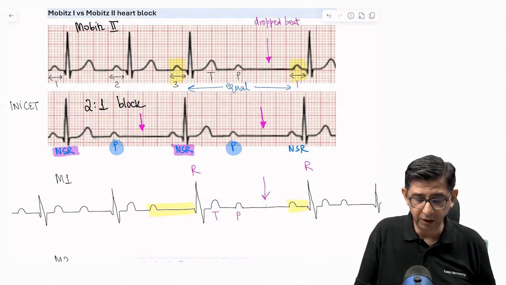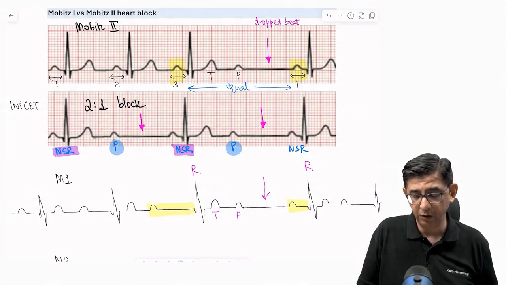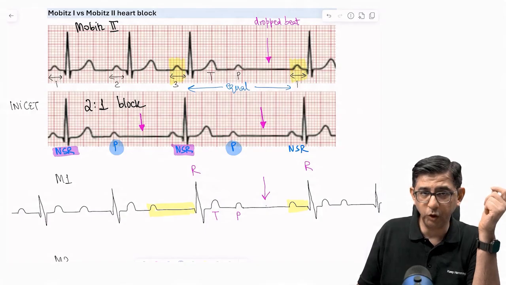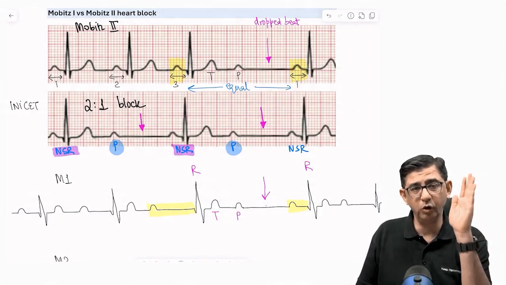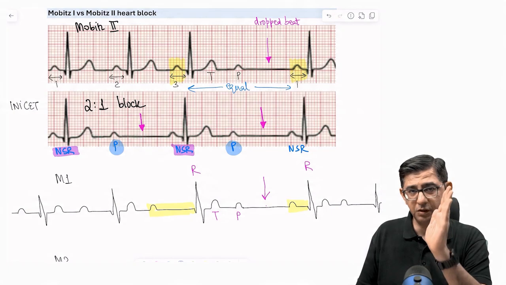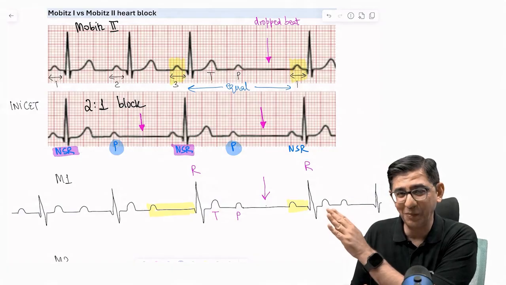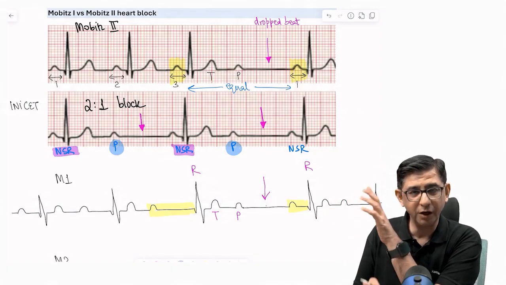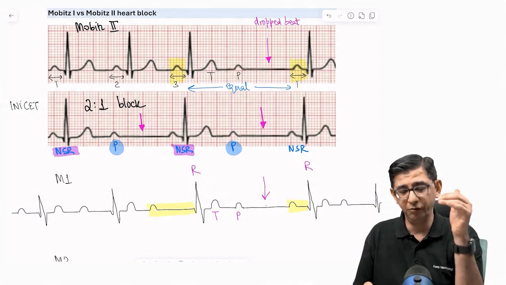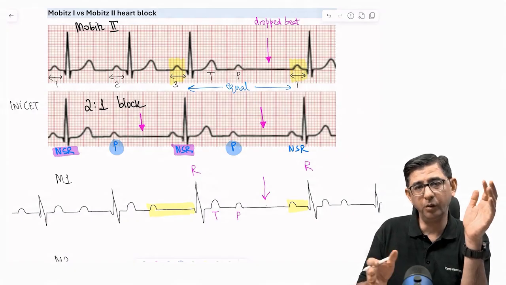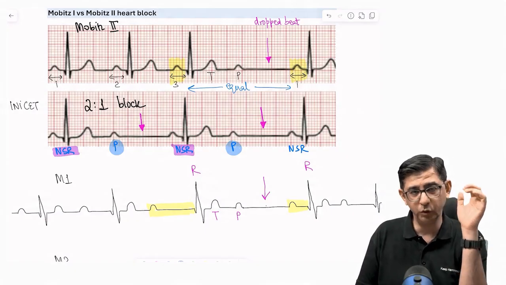Alternatively means it is a conducted P wave, normal sinus rhythm. Then there is a non-conducted P wave, that's a drop. Then conducted, then non-conducted. So if it's happening alternatively, we call it a 2:1 block. But if it is normal sinus rhythm, normal sinus rhythm, normal sinus rhythm, normal sinus rhythm, drop, then again normal sinus rhythm three times, drop, that is Mobitz 2, and the PR interval has to be constant all through. But if it is normal sinus rhythm and then a P wave followed by a drop, P followed by a drop, then we call it 2:1.